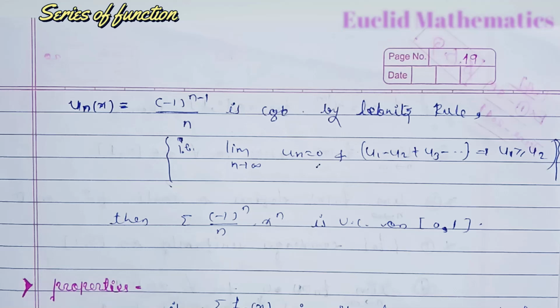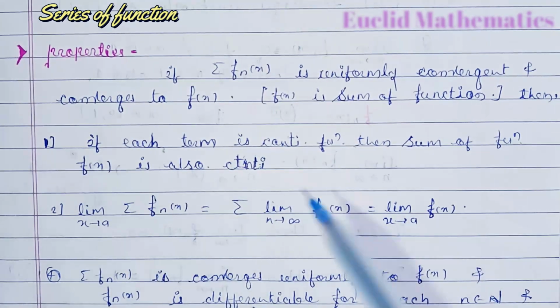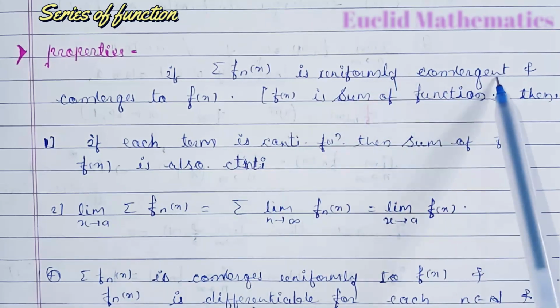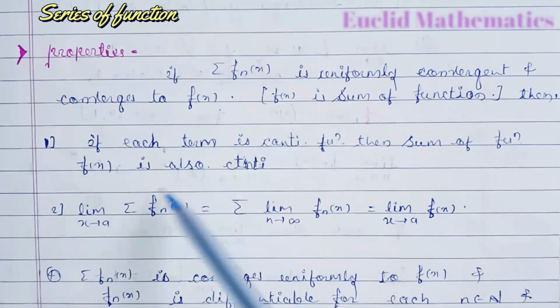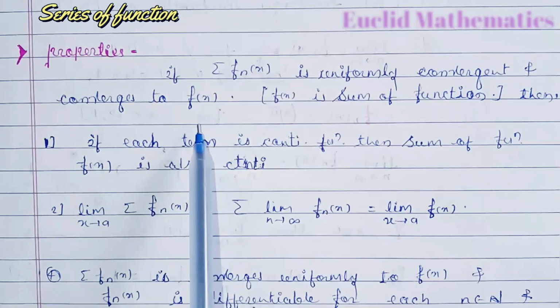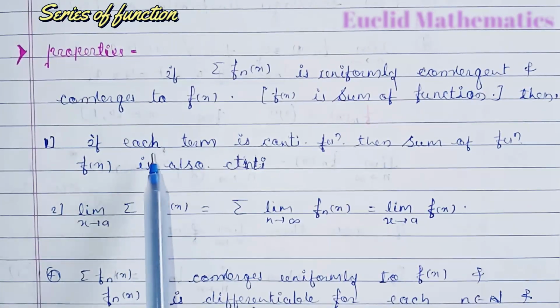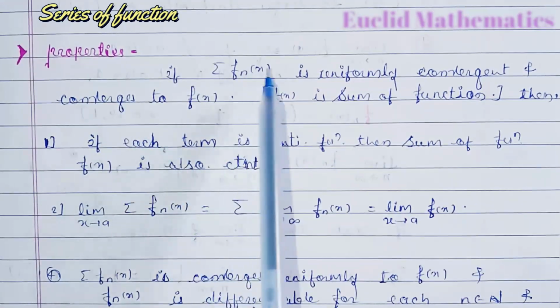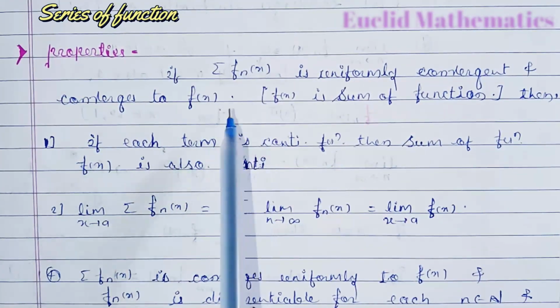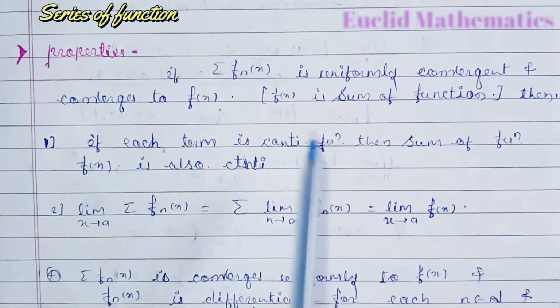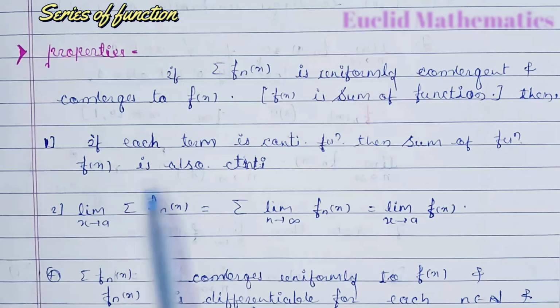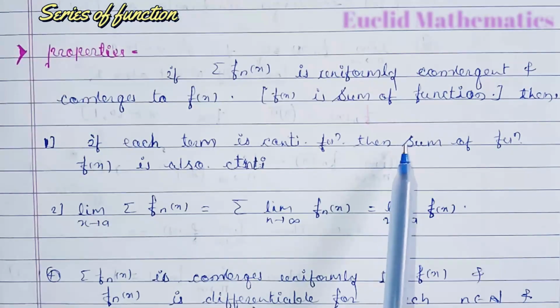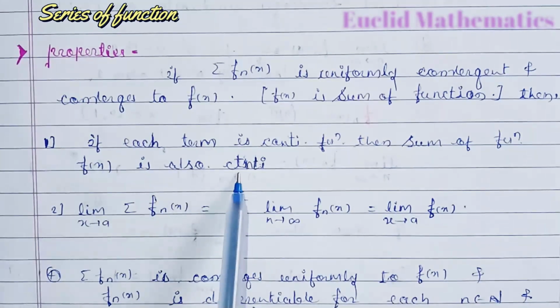Now let's see some of the properties which we need to solve sequences of functions, whether convergent or not. Let's get started with the properties. The first property says that if the series fn(x) is uniformly convergent and converges to f(x), and each term is a continuous function, f1(x), f2(x), f3(x) and so on, then the sum f(x) is also a continuous function.